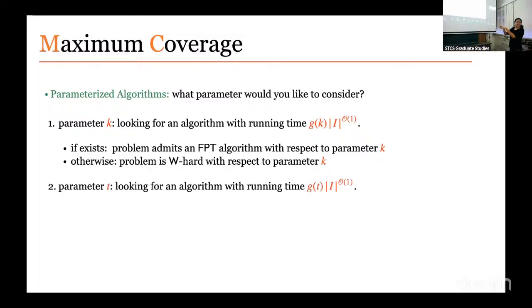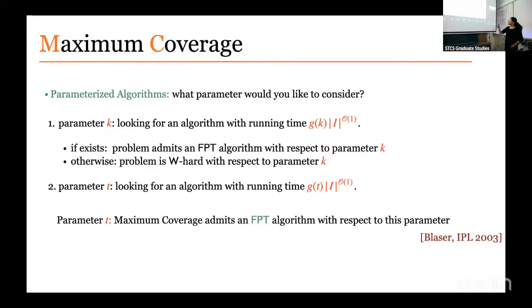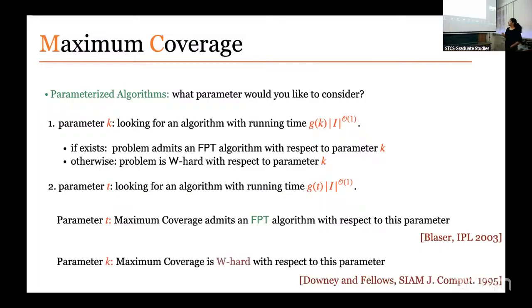So similarly for the parameter T, we can think. This parameter in general could be anything. It could be any input parameter of the problem, output, or structural property. But we don't need to go too much into what a parameter is. The only thing is that this is my parameter and this is the kind of algorithm I'm looking for. That's it. Okay. With respect to parameter T, an FPT algorithm is already known for maximum coverage. Now the next question is K. The problem is already known to be W hard.